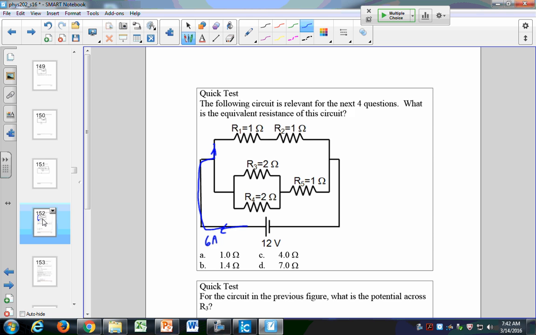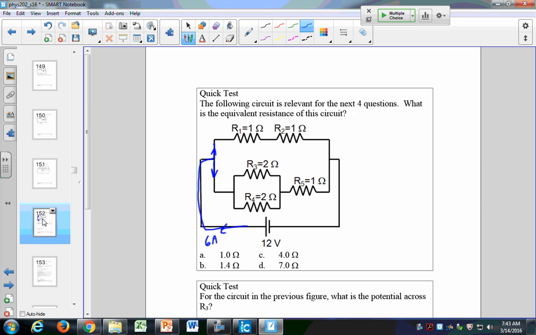Part of it goes this way, part of it goes this way. And in fact, I know that this is 2 ohms. Remember what this bottom branch was? It wasn't 1. Wait, this was 1. But when I add 1 and 1, it becomes 2. So this branch is also 2 ohms.